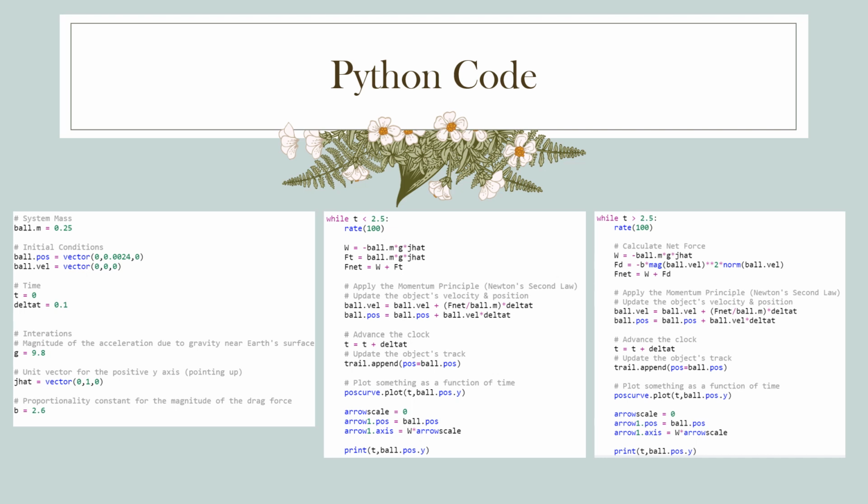This is the Python code that I used to make comparisons with my Tracker data. The ball, which is the Slinky, was 2.5 kilograms. The position was the initial position on my Tracker data, and the initial velocity was 0 in the X, Y, and Z direction, which we only care about the Y direction in this lab. The t equals 0 and the delta t is 0.1. I just chose a small number for that. Gravity is 9.8 and j hat was in the y direction, which is what I initially said just a few moments ago. The drag was 2.6.